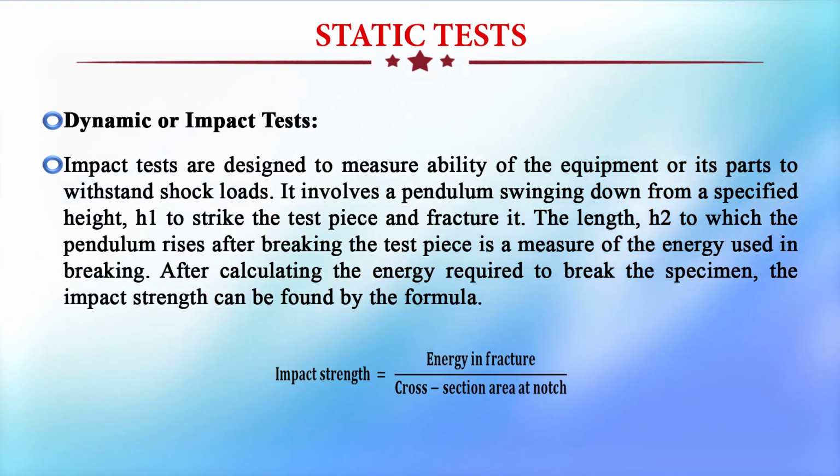Impact strength can be calculated as energy in fracture divided by the cross-sectional area of the notch. Energy in fracture is determined from h2: when the impact test is carried out, after breaking the specimen the pendulum rises to some height, and that is known as the energy in fracture. In this way we can find out the impact strength of a specimen.